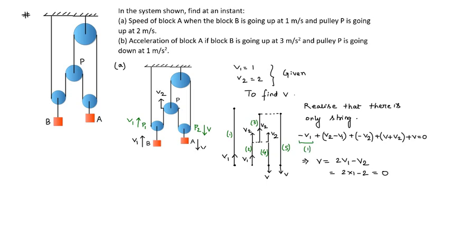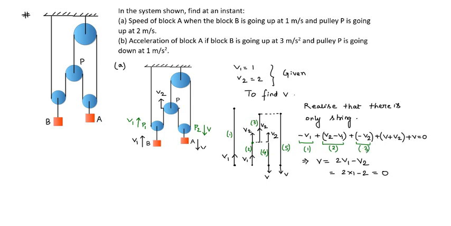For the second segment, you can see the bottommost point has a velocity v1 and it is trying to decrease this segment's length. So v1 will be considered negative, and the topmost point has a velocity v2 which is trying to increase the length of this segment. So we will take v2 as positive. So for the second segment, we will have plus v2 minus v1. For the third segment, v2 tries to decrease the length, so we will consider minus v2. This is for the third segment.